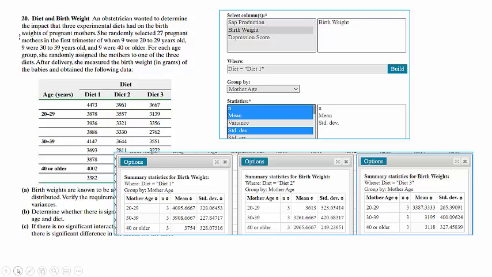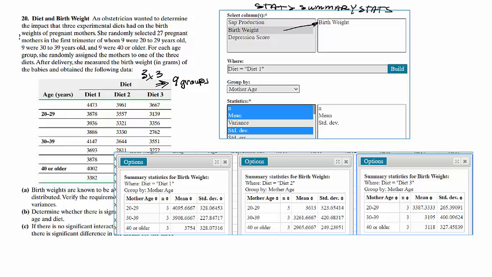I just want to end here by showing you how to do that in StatCrunch. So in the example with diet and age, we have a 3x3 experimental design, which means we have 9 different groups. Okay, so I'm going to do summary stats with birth weight. That's my response variable.